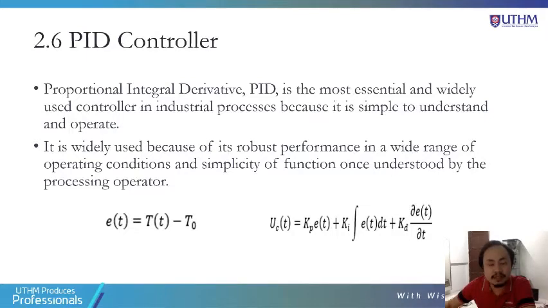So based on this figure, we can see e(t) is equal to T over T minus T initial. Then applying the equation, u_c(t) equals Kp e(t) plus Ki integral of e(t) dt plus Kd de(t)/dt.